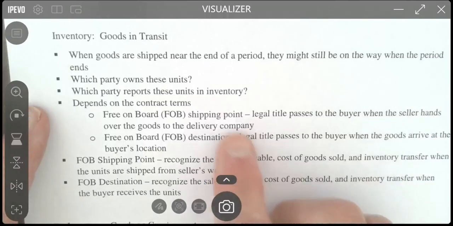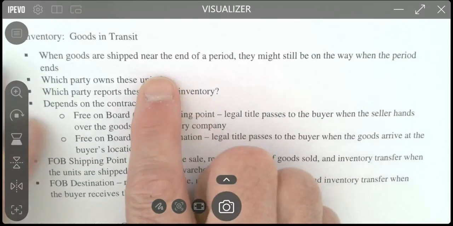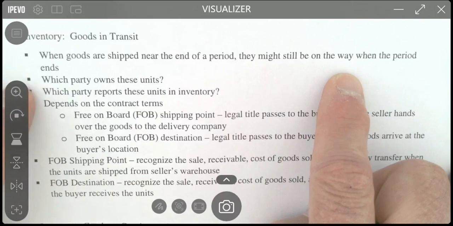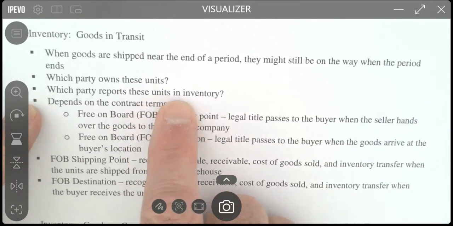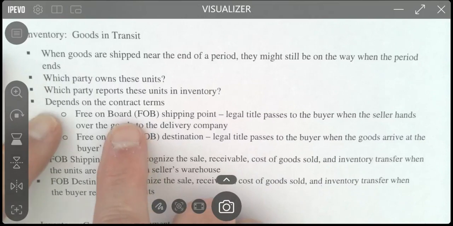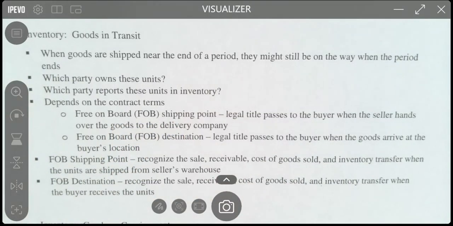Let's talk a little bit about goods in transit. When goods are shipped near the end of a period, they might still be on the way when the period ends. So the question is, which party owns these units? Which party reports these units in inventory? The answer depends on the contract terms, and you'll get to know these: FOB shipping point or FOB destination. FOB stands for free on board. With FOB shipping point, if the contract says that it's FOB shipping point, that indicates that the legal title for the inventory passes to the buyer when the seller hands over the goods to the delivery company, the shipping point of the seller.